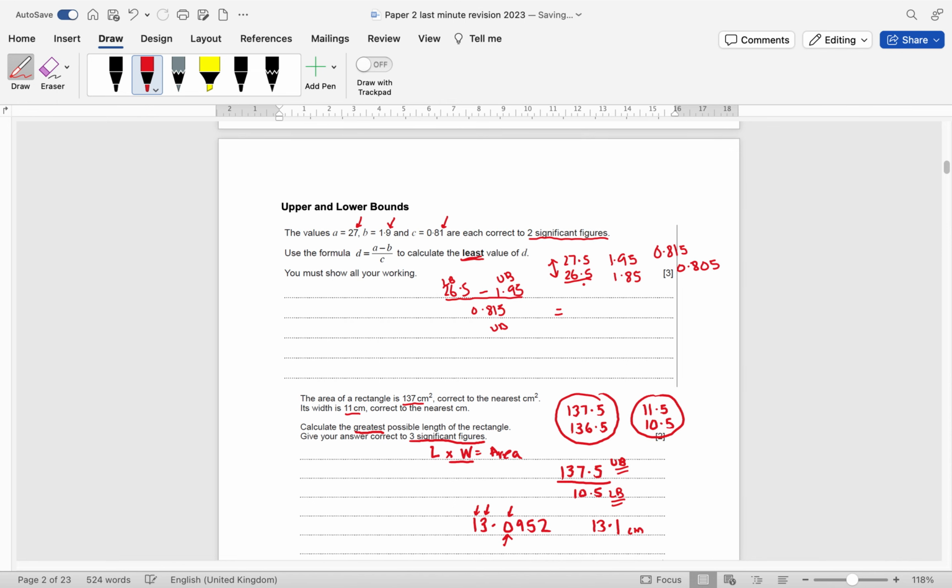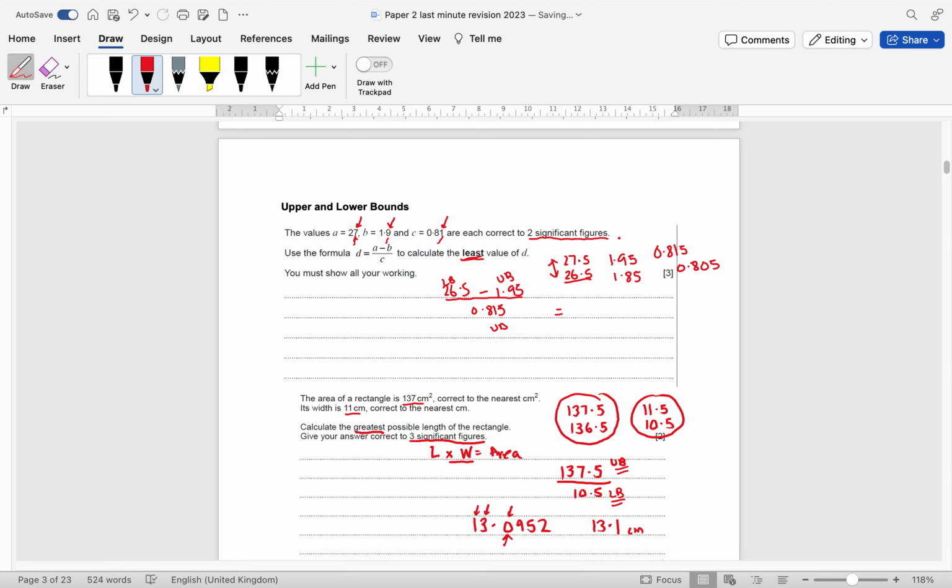Upper and lower bounds. Okay, again, I've done them all. I'm just going to talk you through them. We've got an A, B, and C, all correct to 2 significant figures. My arrows are pointing at the second significant figure, the 7, the 9, and the 1. Okay, now, basically, if we're correct in A to the nearest unit, B to the nearest tenth, and C to the nearest hundredth, but look, let's not overcomplicate it.